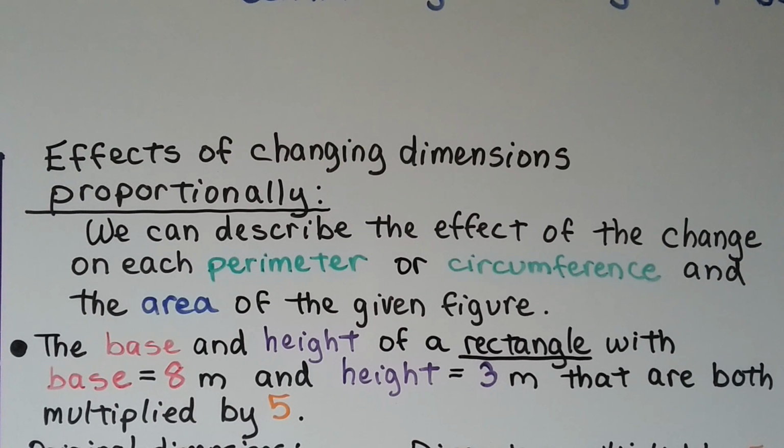Now we're going to talk about the effects of changing dimensions proportionally. We can describe the effect of the change on each perimeter or circumference and the area of the given figure. So we have a rectangle with a base that's equal to 8 meters and a height that's equal to 3 meters. And they're both multiplied by 5. So now we're going to multiply both measures by 5, not just one of them like we did before.